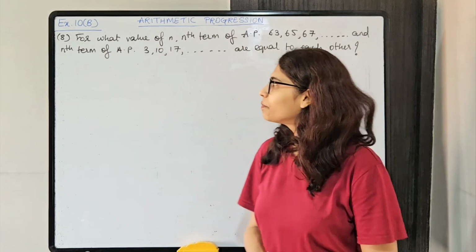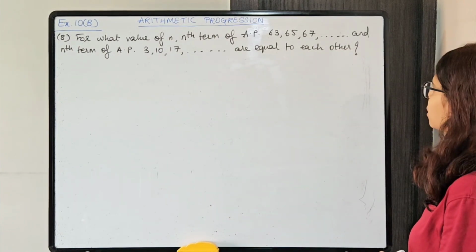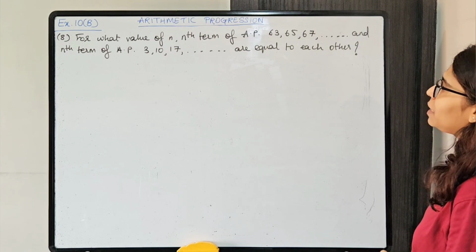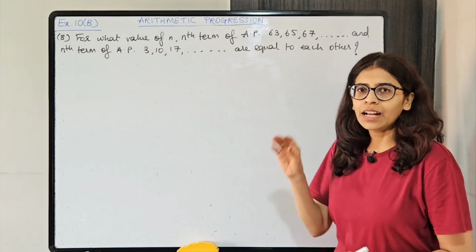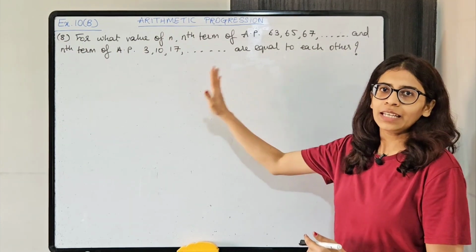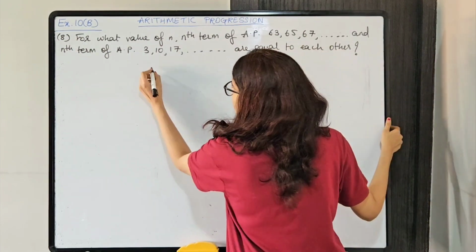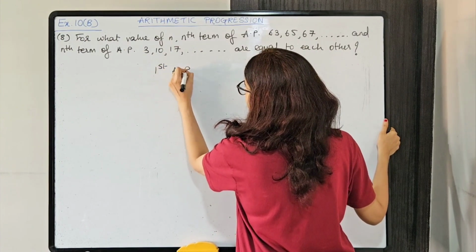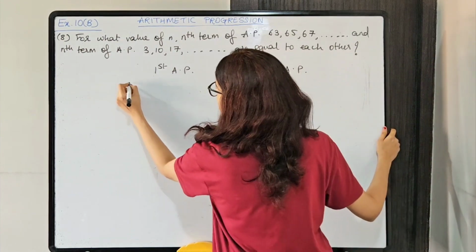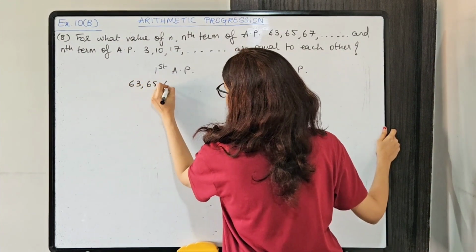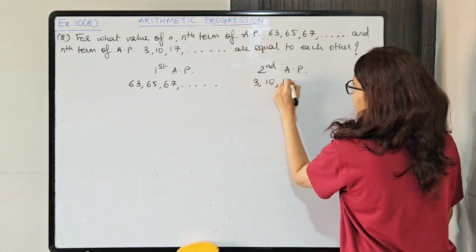Question number 8. For what value of n, nth term of AP 63, 65, 67 and so on, and nth term of AP 3, 10, 17 and so on are equal to each other? We'll understand the question later. पहले AP देखते हैं क्या है. There are two APs given to us. First AP and second AP. First AP is 63, 65, 67 and so on. Second AP is 3, 10, 17 and so on.